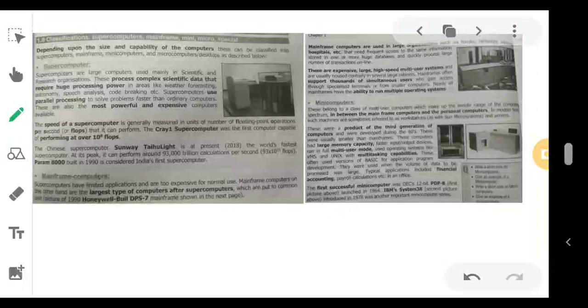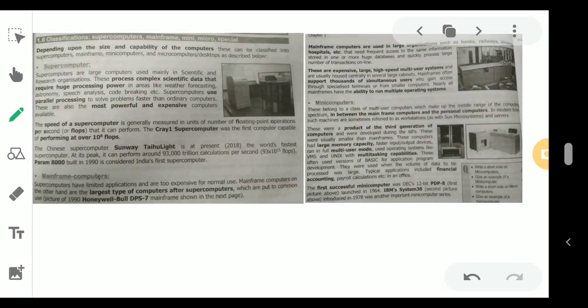Today we will learn about the classifications of computers. We can classify computers in many ways, but we need to identify the factors depending upon which we can classify them. Depending upon the size and the capability of the computer, they can be classified as supercomputers, mainframe computers, minicomputers, and microcomputers or desktops.